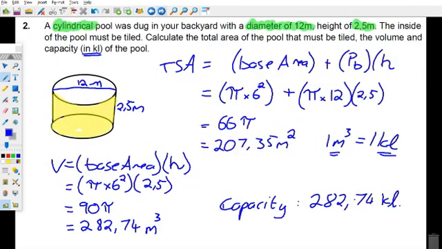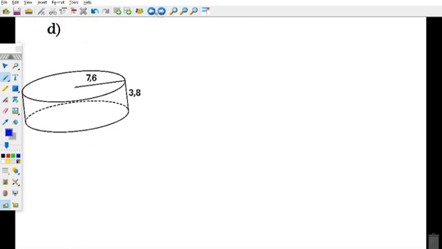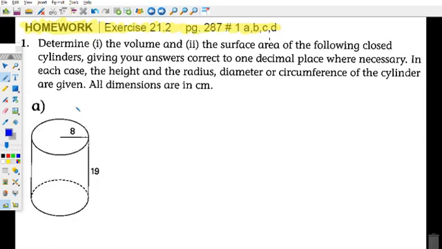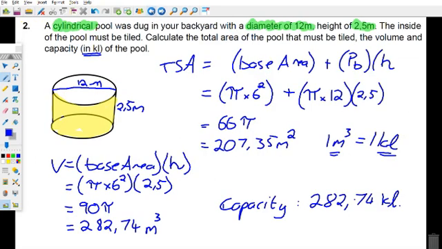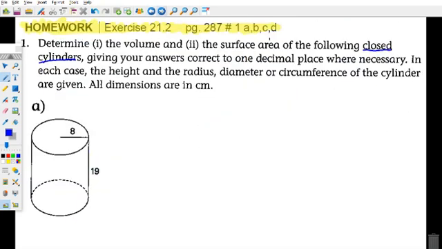Okay, let's go here, the last bit here. Oh, easy stuff, easy stuff. So determine the volume and surface area of the following closed cylinders. Closed cylinders. Okay, this one's different to our word sum here because they're talking about a pool. Okay, giving all answers correct to 1 decimal place where necessary. In each case, the height and radius, diameter, and circumference of the circle are given. All dimensions are in centimeters.